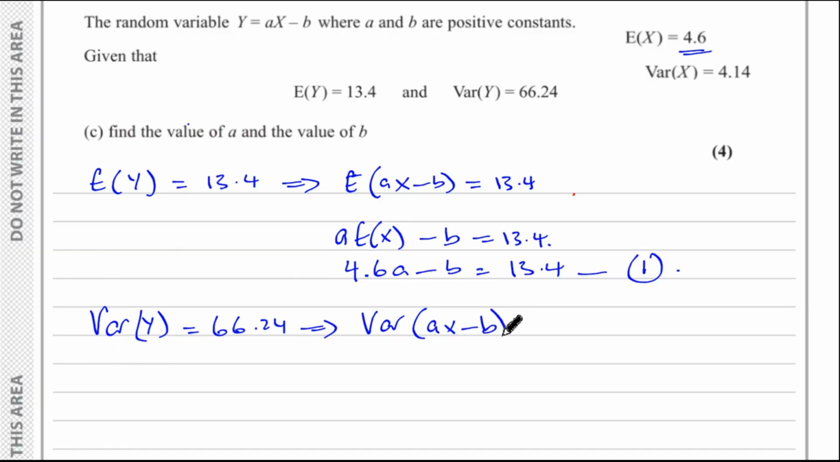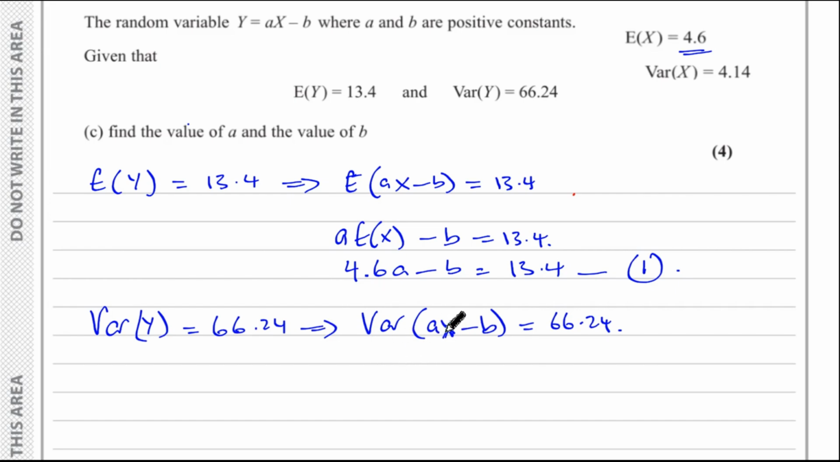So the variance of AX minus B is equal to 66.24. Now, as I mentioned before, the subtraction part won't affect the spread of the data, so it doesn't affect the variance. But the multiplication part does. Now, the variance is the square of the standard deviation. And the standard deviation is like the spread of the data, you could say.